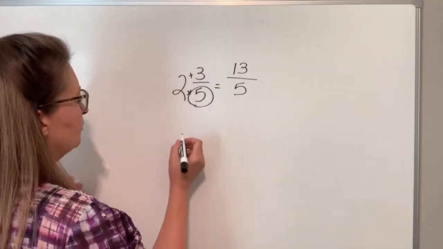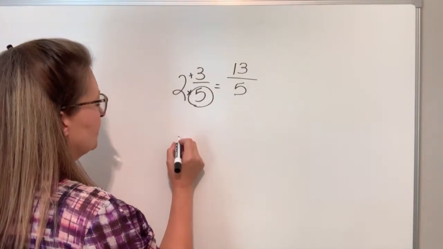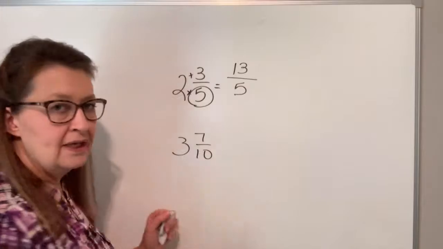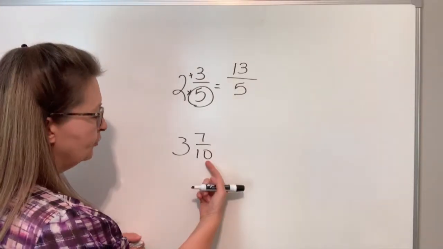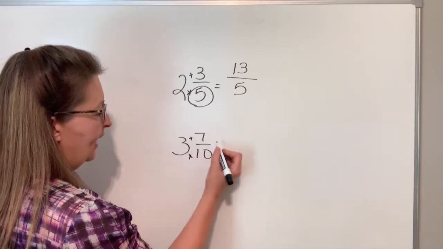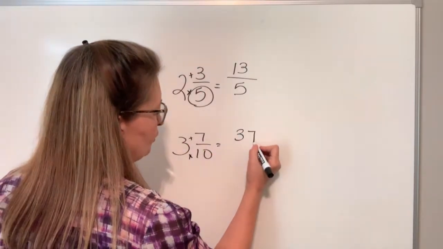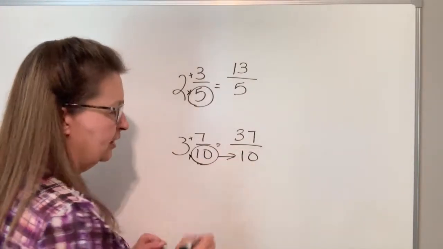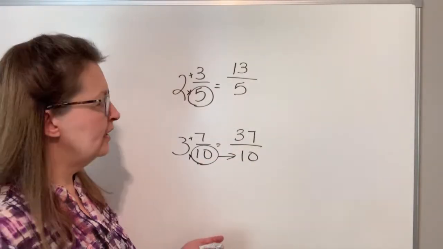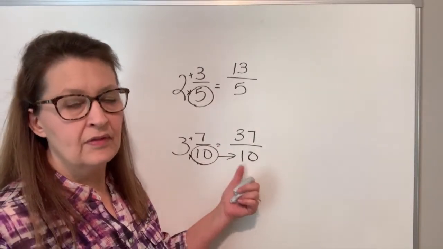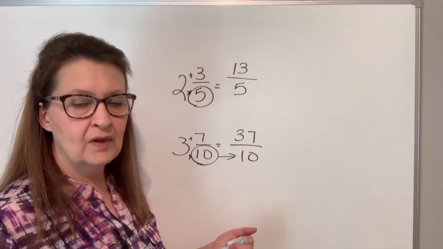Okay? Let's do one more. Let's say 3 7/10. Okay? Multiply 10 times 3 to get 30. Add the 7. So now you're at 37. Original denominator goes there. 37/10. Okay? And once again, both of these are lowest terms. They're just not proper. Okay?